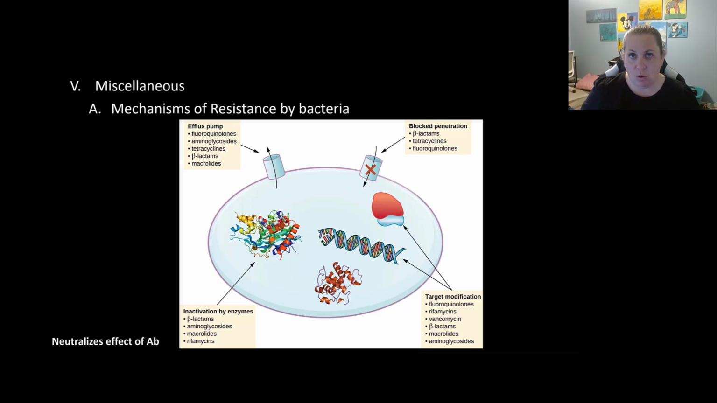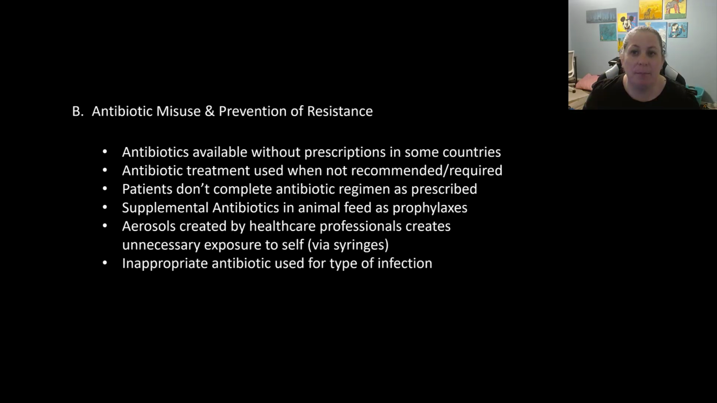But how do they get these tools? How do they get these differences and changes that allow them to kick the antibiotic out or to make the enzymes not functional anymore? Well, a lot of this has to do with the misuse of antibiotics. And if we use antibiotics correctly, we can help prevent a lot of this from developing. So antibiotic misuse and prevention of resistance are some things that we need to kind of focus on. And this is going to revolve around education, educating individuals about antibiotics. So for one, antibiotics available without prescriptions in some countries is a problem.